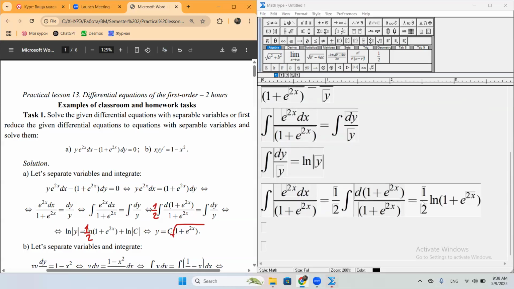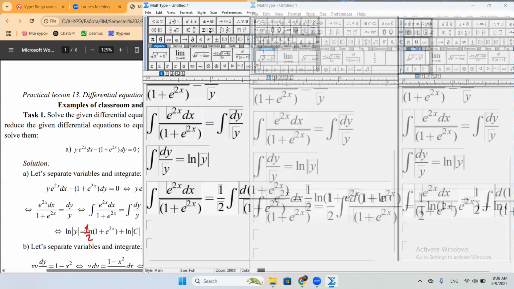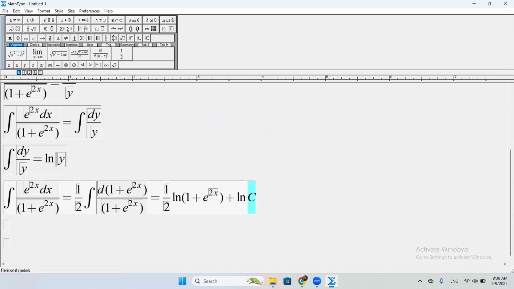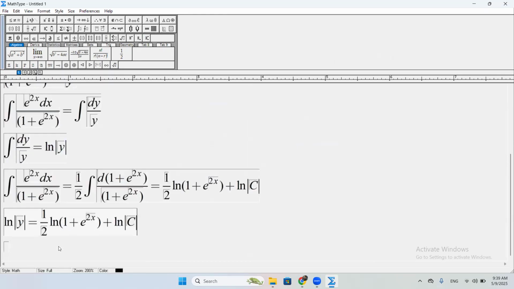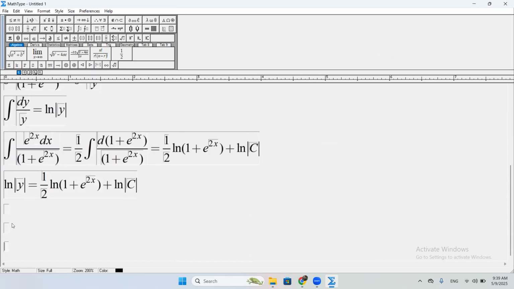Plus constant c, but in some cases it is more convenient to write it as a logarithm of c. When we have logarithms everywhere, it is convenient to write the logarithm of the modulus of c. So then we will receive logarithm of y equals this expression. And in this case, we can write down y explicitly. So y equals c multiplied by this square root.